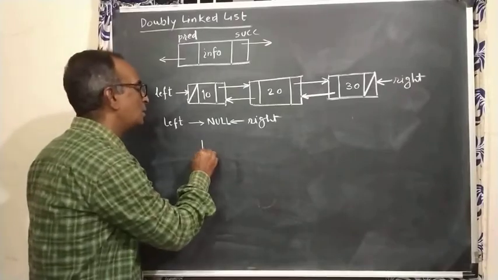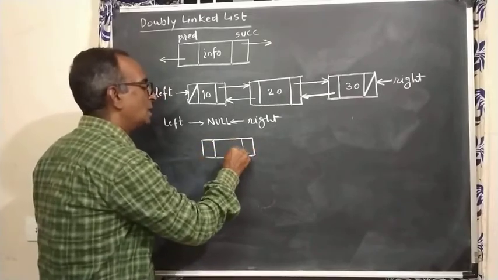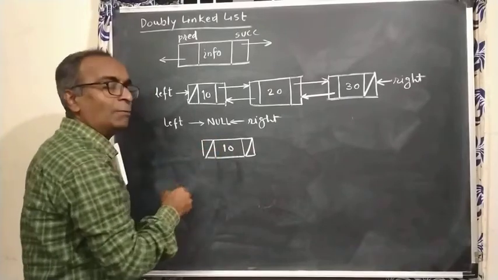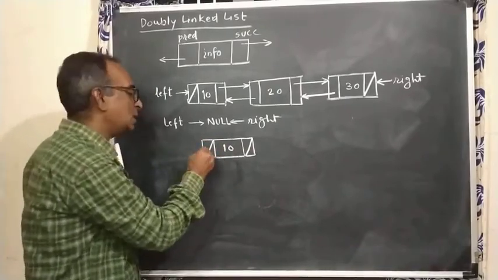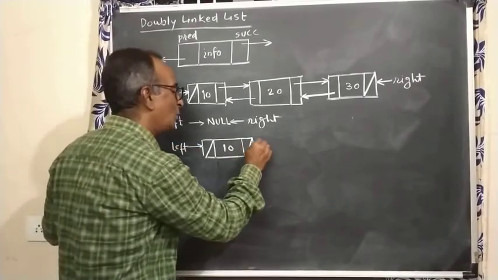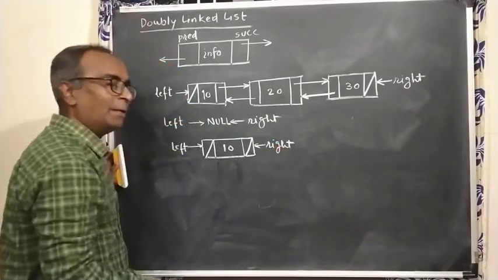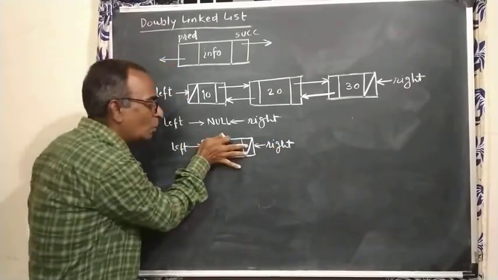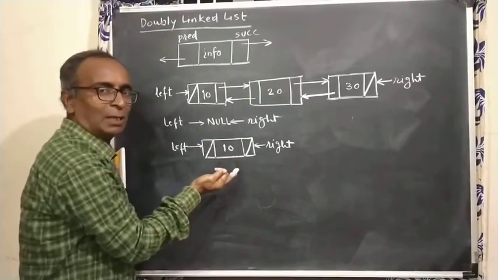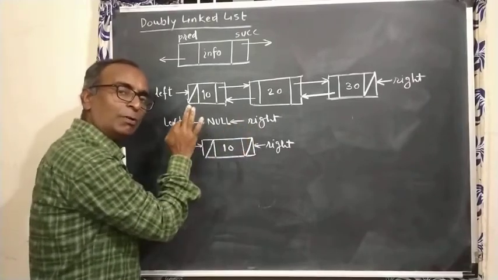Well, suppose your doubly linked list has only one node. There is no successor, there is no predecessor. Which is the leftmost node? This node is the leftmost node. Which is the rightmost node? The same node is the rightmost node also. So when this node won't be there, then right as well as left will be null. When the list is empty, left and right both will be null.